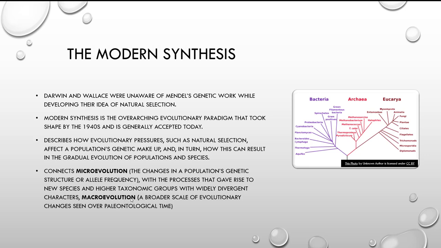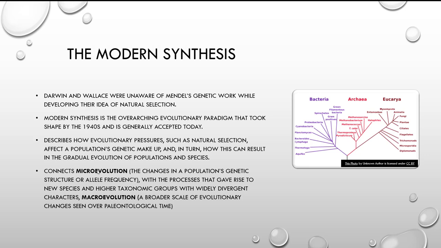So macroevolution is a broader scale of evolutionary changes seen over a long period of time. Microevolution is just small changes in allele frequency within a population, generation to generation or year to year. But if we take thousands of generations and add up those changes, we're going to get new species. So that's at the macroevolution level.